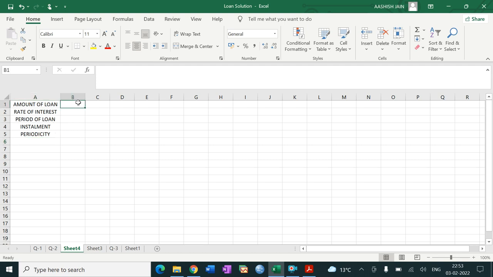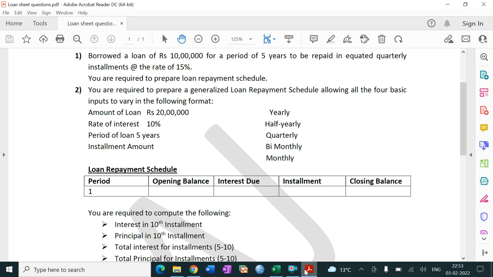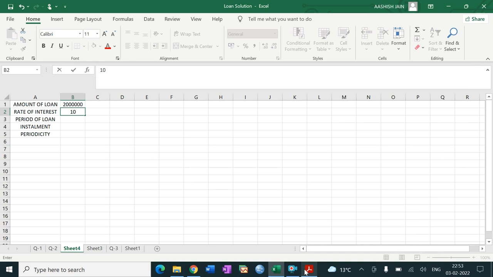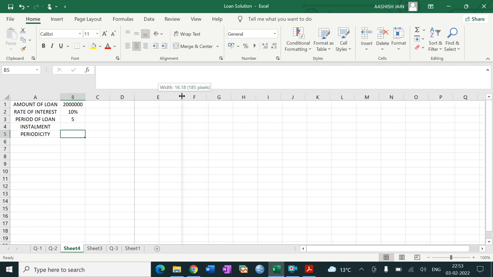So the amount of loan taken is 20 lakh. Rate of interest is 10%. Period of loan is 5 years. Installment, we need to calculate the amount of installment, as well as the periodicity. So first let's understand the periodicity. That means the borrower, the person who has taken the loan, at what time is he repaying the loan? That means what is the time of the EMI, right? Like whether the person is paying yearly or monthly, right?